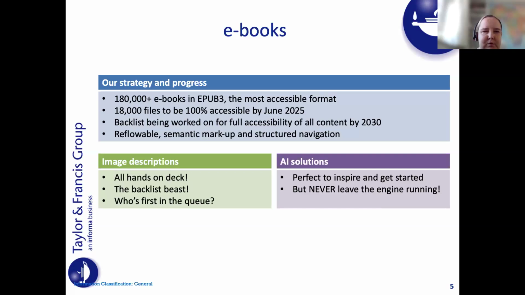Of course, can't mention image descriptions without mentioning AI solutions. We are currently working with a third-party vendor to provide AI solutions for backlist content. We just finished a trial, so the use of it on our backlist will start very, very soon. It's a really good solution for getting the bones of an image description in place before finessing it. But the thing I always say is never leave the engine running. It must always be checked by a human to make sure that it is meaningful and accurate.